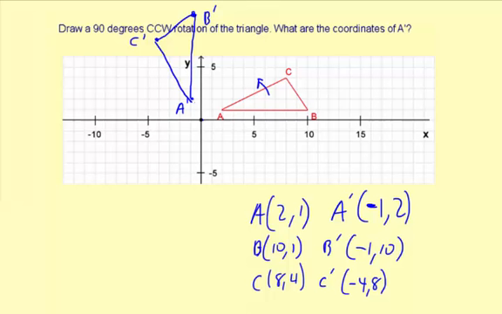And it's a good idea if you have a protractor, even if you're careful with this special pattern, go ahead and measure the angles. You should have a 90-degree angle from each pre-image point to the image point. And if you don't, you know that you messed up somewhere.